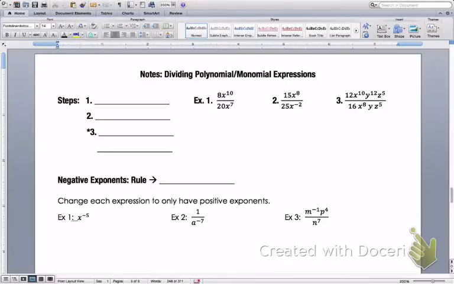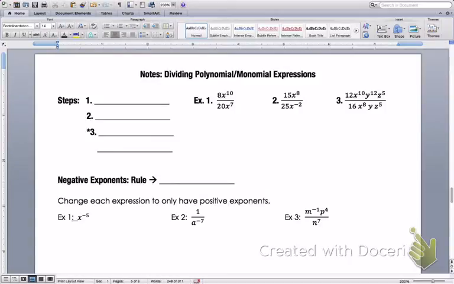Hello everyone. So we are going to continue today's lesson with dividing polynomials or monomial expressions. In this case, we've already gone over how to divide a monomial expression, but we've done very basic ones like numbers 1 and 2 in our examples, and we're going to get to more difficult examples like number 3, and then get into expressions that have negative exponents as well.